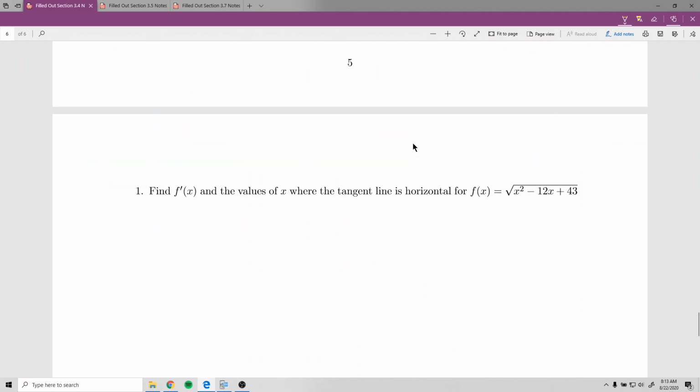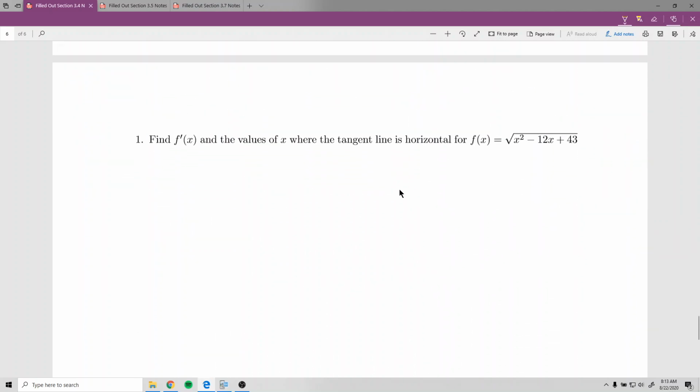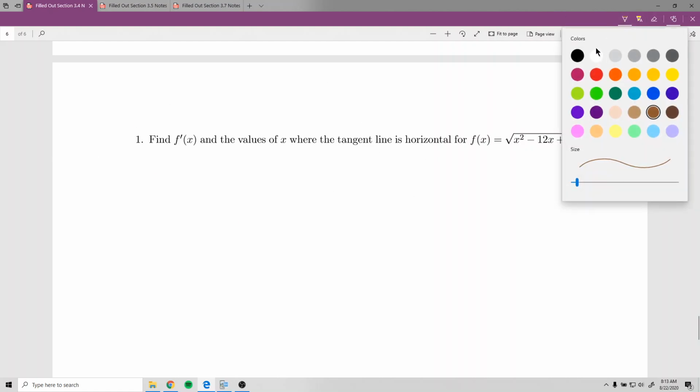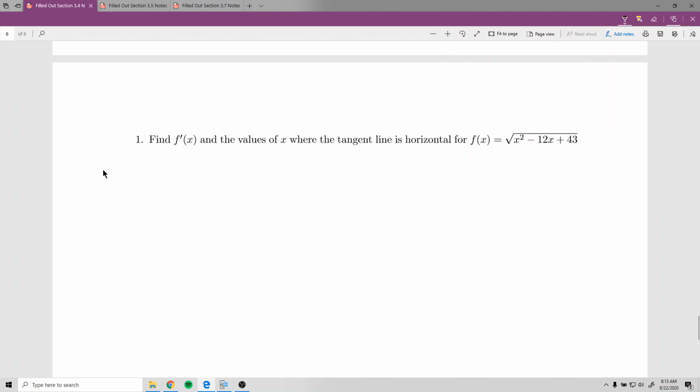All right, so really that is the chain rule. One thing that I think is kind of nice, this will be sort of an introduction into chapter 4, but seeing it once is useful before then, and we don't actually need to be in chapter 4 to do it, is this following problem. It says find the derivative and the values of x where the tangent line is horizontal for f of x equals the square root of x squared minus 12x plus 43.